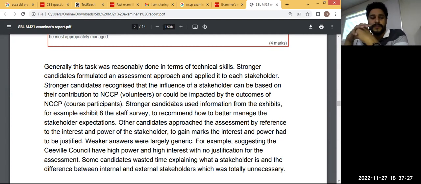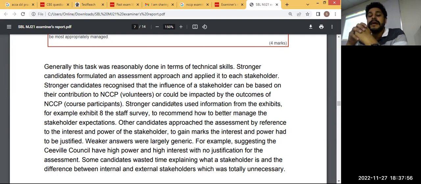This means Mendelow's model. Weaker candidates were largely generic. So if you are generic, this means you are going into a weaker candidate scenario. For example, suggesting the CC have high power and high interest with no justification. So you were right that they have high power and high interest, but without justification, this means that you're not scoring marks for the assessment.